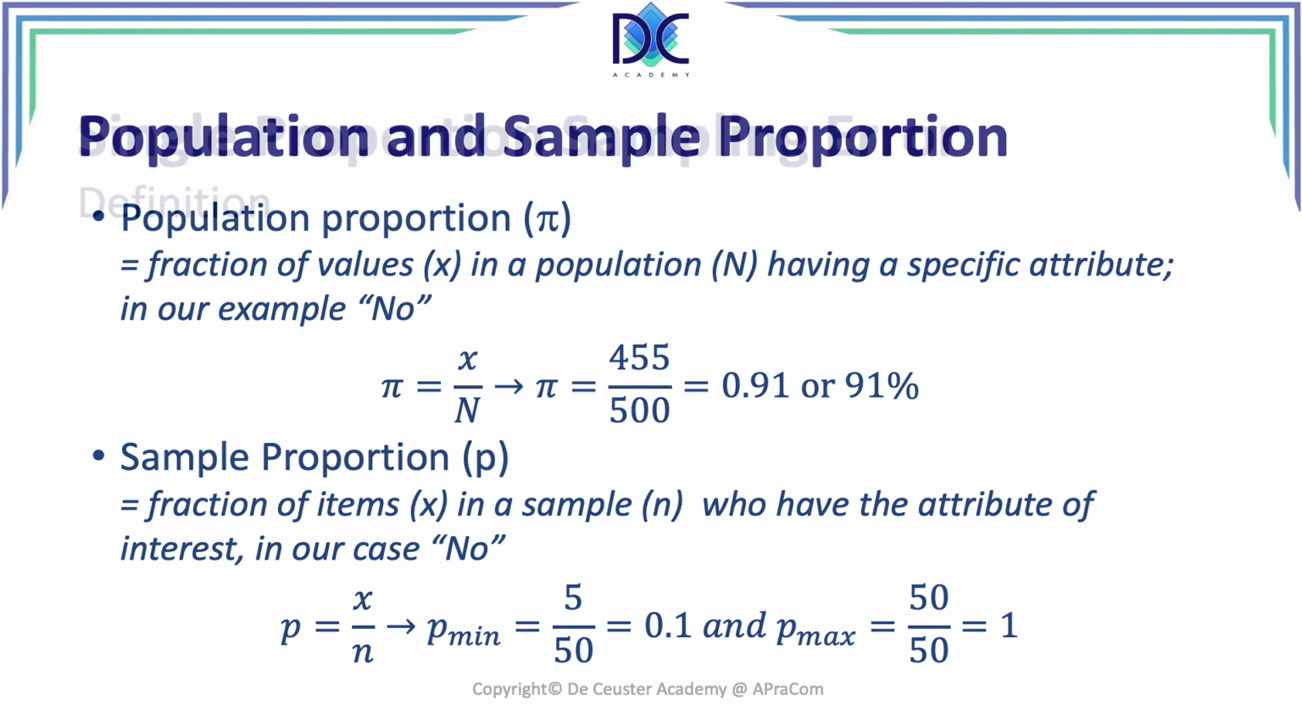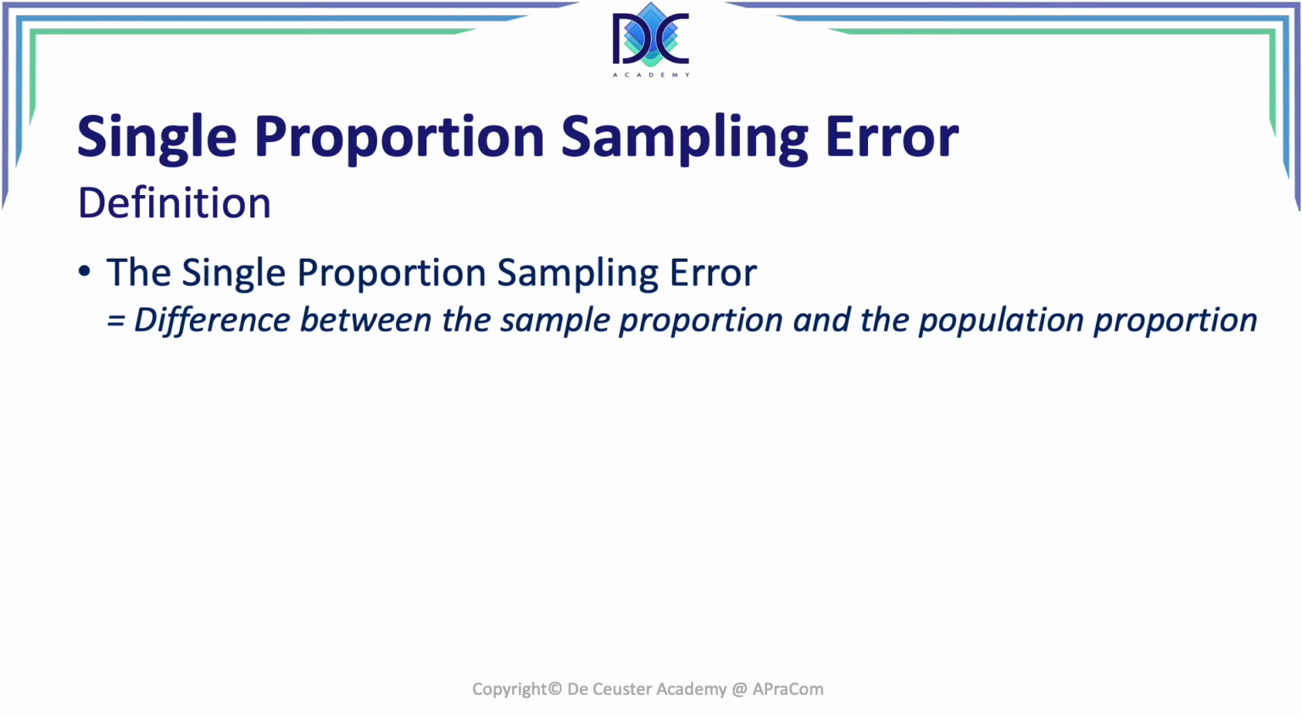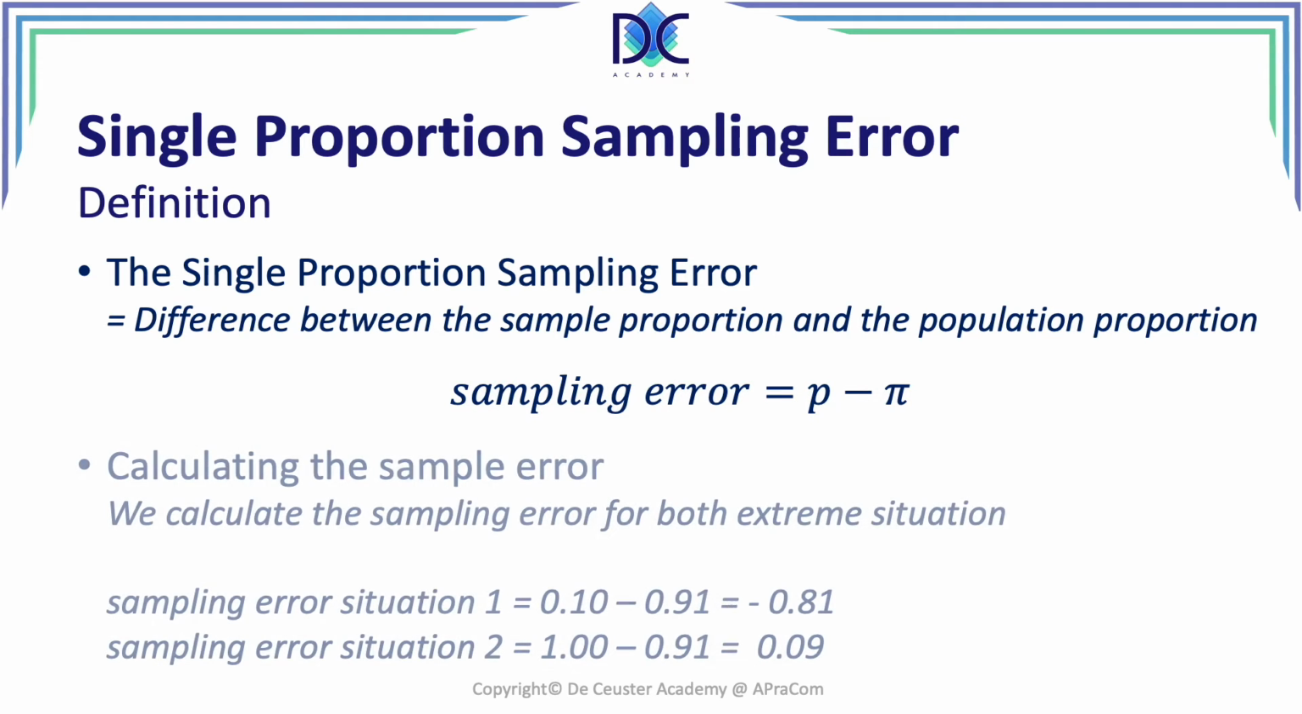Now when we look at the single proportion sampling error, it is the difference between the sample proportion and the population proportion. The sampling error in this case is p minus pi. And when we calculate the sampling error, we'll calculate it for the two extreme situations.